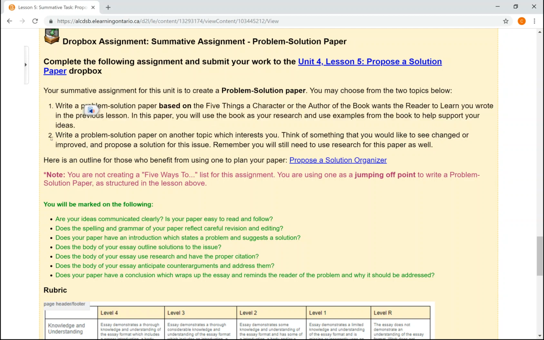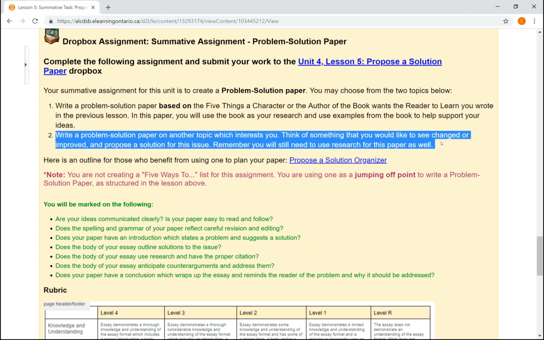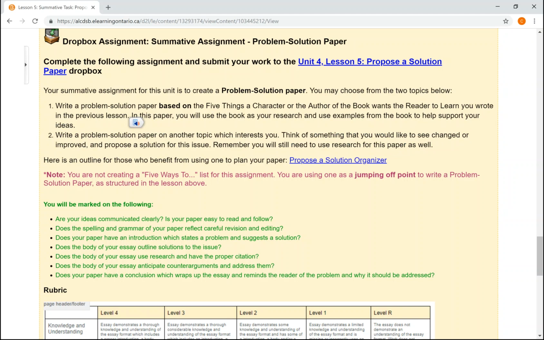Okay. 2, your second option. Write a problem solution paper on another topic which interests you. Think of something that you would like to see changed or improved and propose a solution for this issue. Remember, you will still need to use research for this paper as well. Okay? So both of them you need to be citing properly.